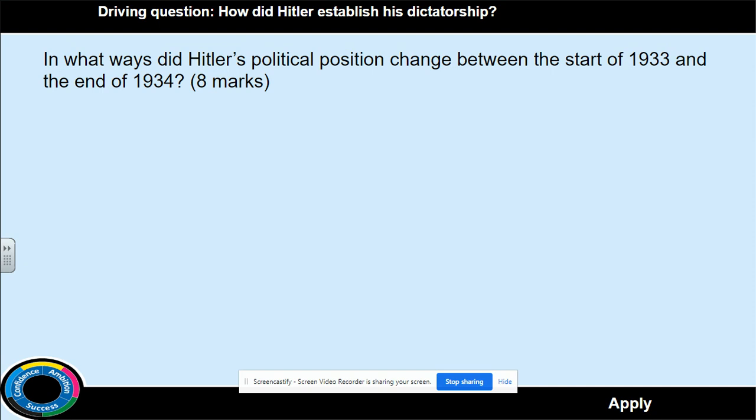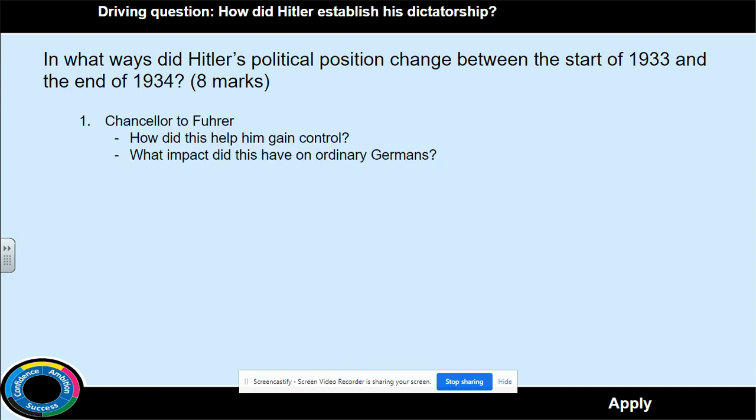Okay, well done so far, Year 10. Just the exam question left to go. For this exam question, you need to think about different areas of how Hitler's position changed within this period. First of all, the easiest way to think about it is to show that he went from being Chancellor to being Führer. Use your table to think about these questions as you write your answer.